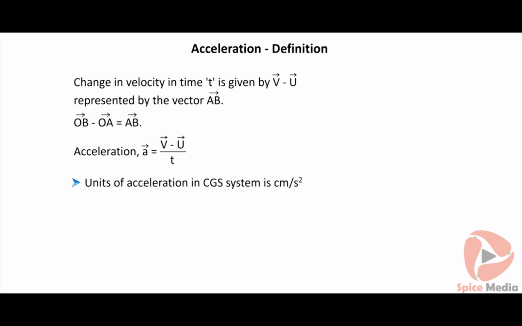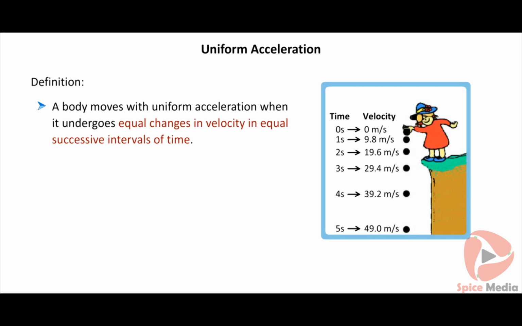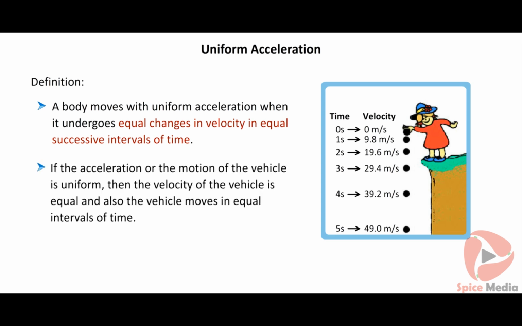Units of acceleration in CGS system is centimeter per second squared. Units of acceleration in MKS system is meter per second squared. A body moves with uniform acceleration when it undergoes equal changes in velocity in equal successive intervals of time. If the acceleration of the vehicle is uniform, then the change in velocity of the vehicle is equal, and also the vehicle moves with uniformly changing velocity in equal intervals of time.